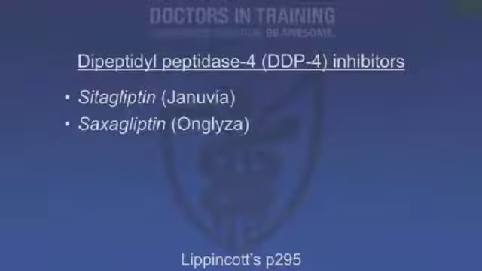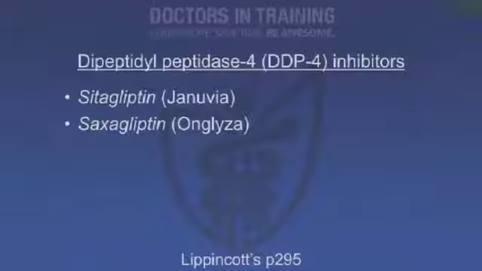Next, we're going to discuss some of the newer drugs. These haven't really completely caught on yet, but they're interesting. They're novel in the way they treat diabetes, and it's pretty testable stuff. They may become widely used. They may become very popular in the near future. So looking at page 295, we have the DPP-4 inhibitors.